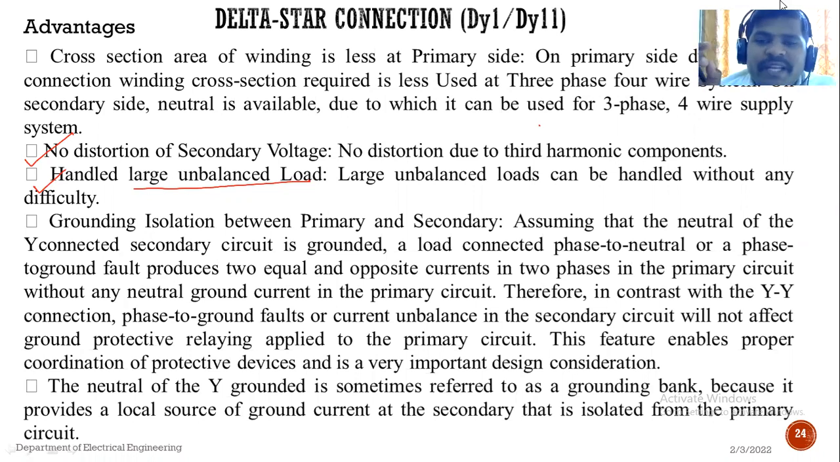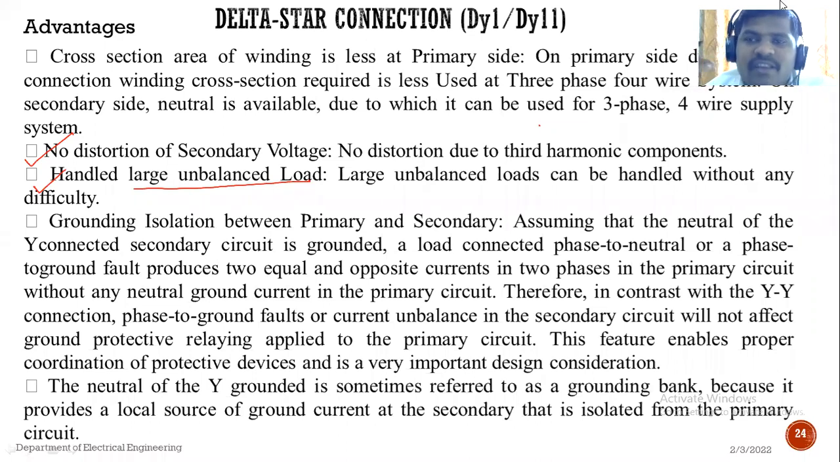So see, assuming that the neutral of the star connected secondary is grounded, secondary side ची जी काही neutral आहे, स्टार कनेक्शन मुळे मिळणारी जी काही न्यूट्रल आहे, so it will be grounded. And as the load connected phase to neutral or the phase to ground fault produces two equal and opposite current in two phase. Okay, see what will happen.